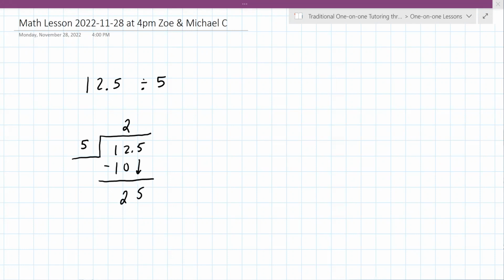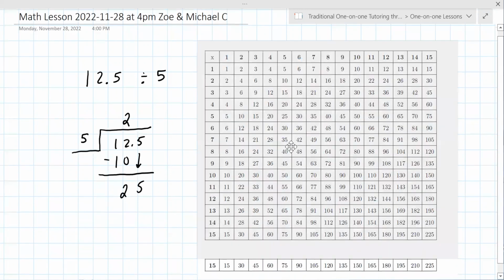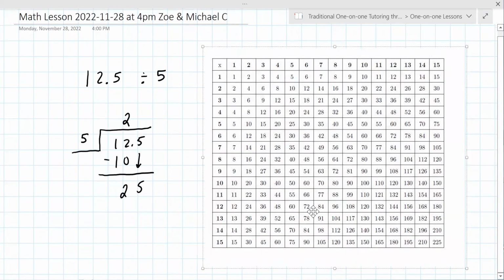I know you want the multiplication table. I've got it up almost here, but this is one you probably should be able to tell me. It's not out of the possibilities here. But here it is.